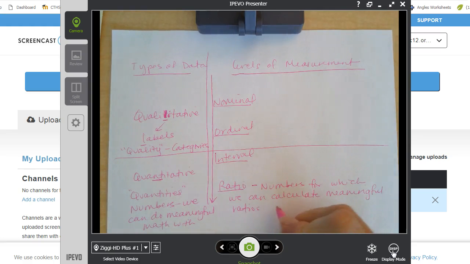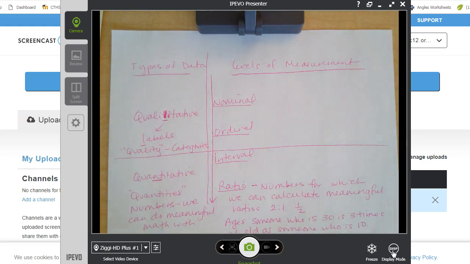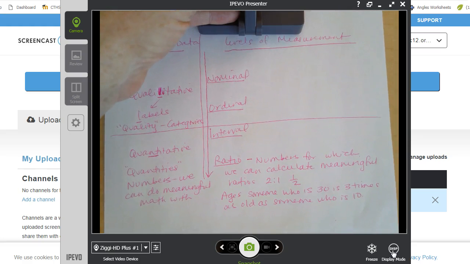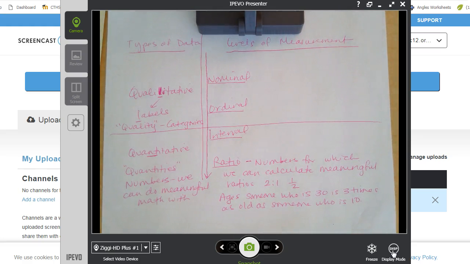So what are ratios, right? Things like 2 to 1, 1/2, right? This is where, for example, if I'm talking about ages, okay, I can say someone who is 30 is 3 times as old as someone who is 10. Okay. But there is a key consideration here, all right? And that consideration is the scale must start with a true 0.